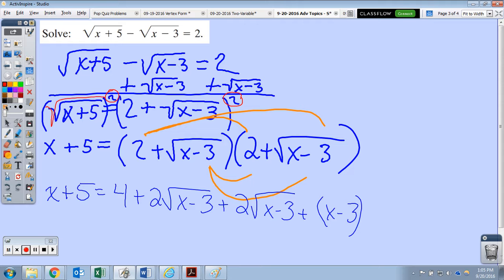So then we're just going to continue. Let's go ahead and simplify this some more. So we're going to have x plus 5. The right hand side simplifies.